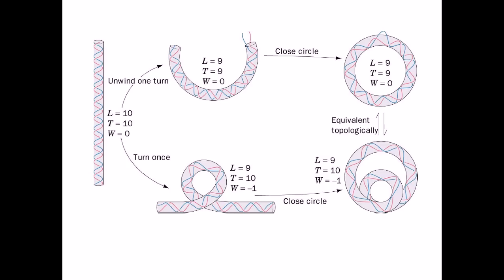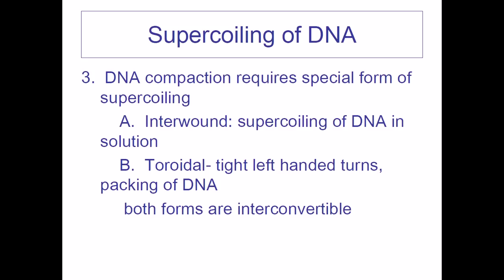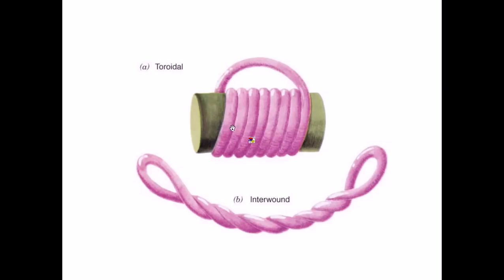But actually, for the compaction of the DNA, we need to have two general types of supercoiling. One is interwound coiling, another one is the toroidal type of coiling. The interwound coiling is the supercoiling of DNA in solutions, but the toroidal coiling is tight left-handed turns. Remember, toroidal is a tight left-handed turn packing of the DNA. It is usually wrapping of the DNA around other components like proteins and other materials to have something solid in it. So for getting a toroidal coiling, it needs a kind of base onto which it can wrap itself tightly. This is the toroidal type.